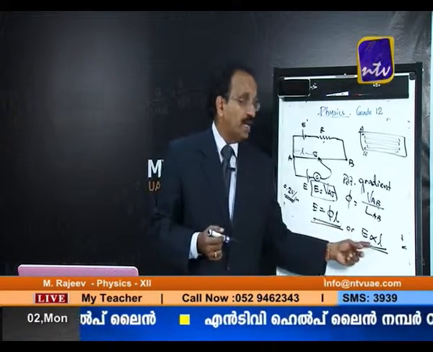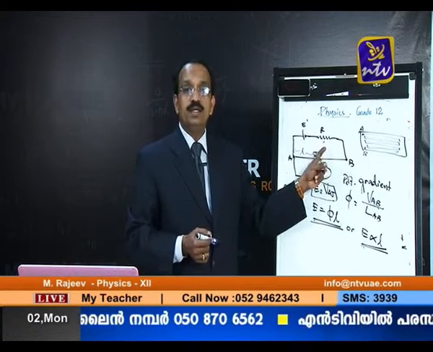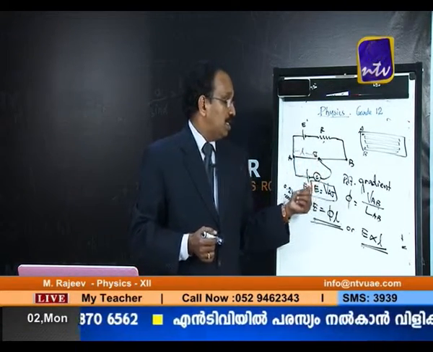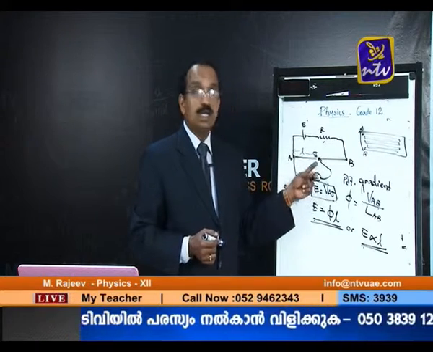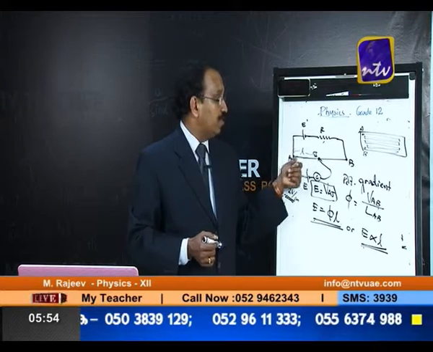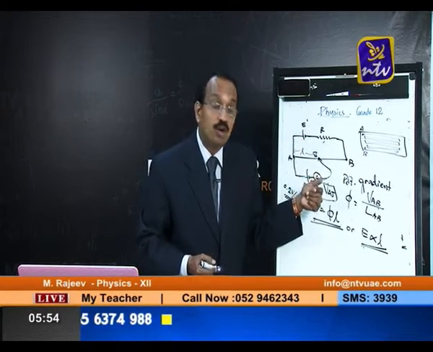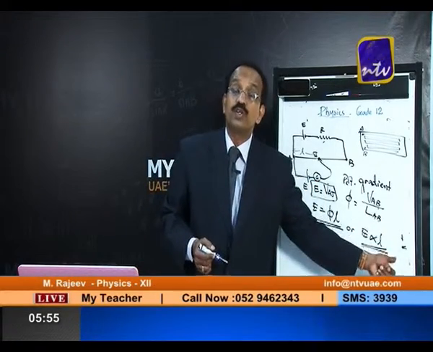If you are not disturbing the primary circuit, then in the primary circuit we find a balancing length. At the balancing condition, the potential difference across AJ would be equal to the EMF. Therefore, if you keep the potential gradient constant, that is phi remaining constant, then you can write E is directly proportional to the balancing length.